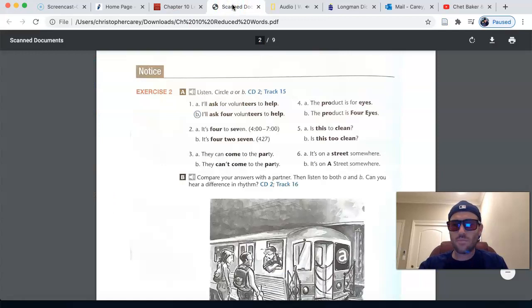Exercise 2A, page 78. 1. I'll ask 4 volunteers to help. 2. It's 4 to 7. 3. They can come to the party. 4. The product is for eyes. 5. Is this too clean? 6. It's on a street somewhere.